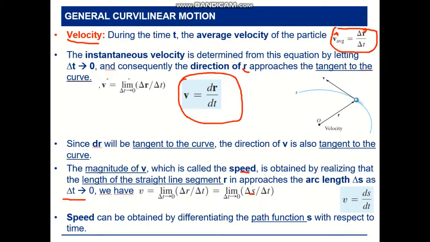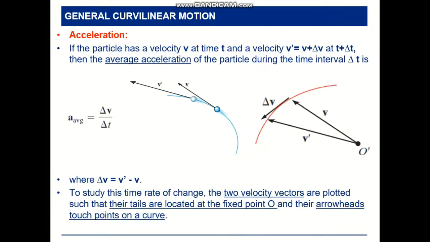Speed can be obtained by differentiating the path function s with respect to time, which is here ds over dt. So if we have s at the beginning, the path with respect to time, and you take the first derivative with respect to time, it gives our speed. And our last quantity is acceleration.